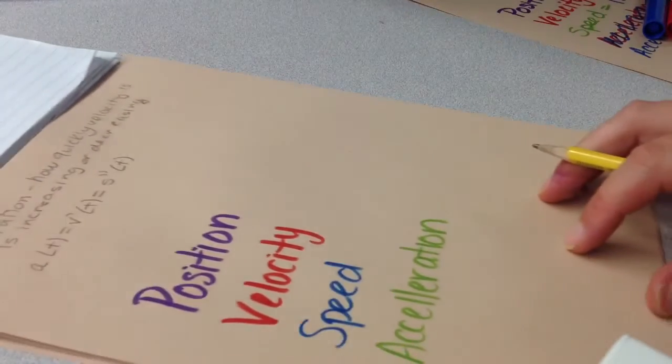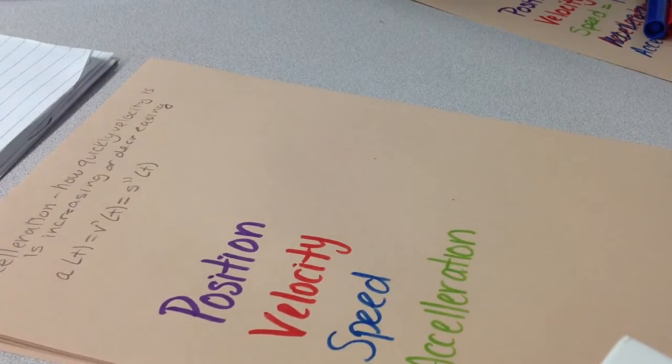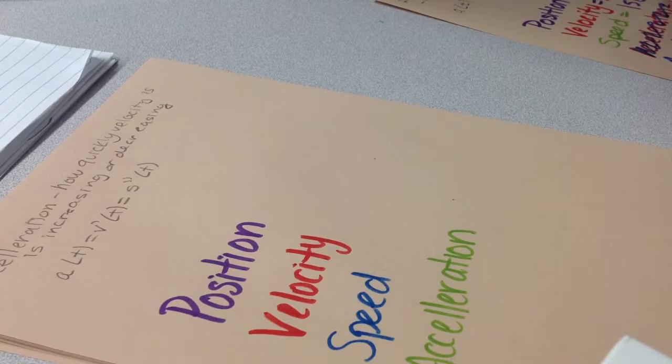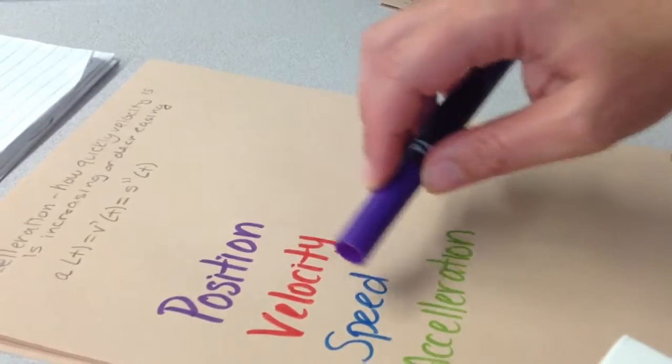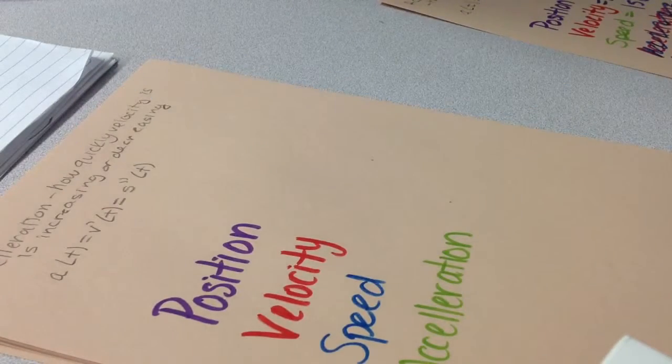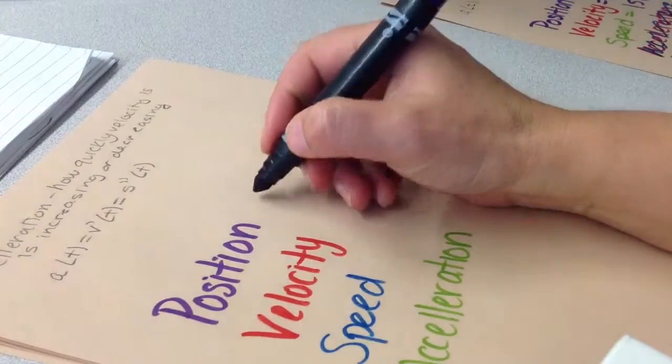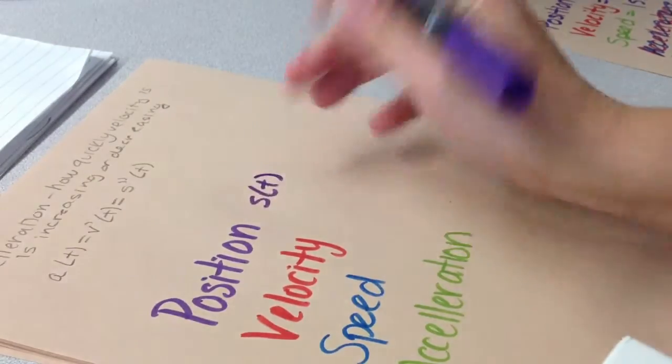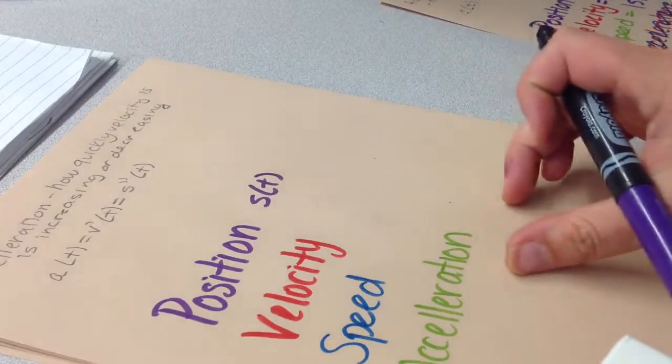So what I'm going to do right now is just kind of give you a cheat sheet where you can keep track of how position and velocity and speed and acceleration are all connected. All right, so let's refer to position as s of t. And I'm going to go down in purple for position.